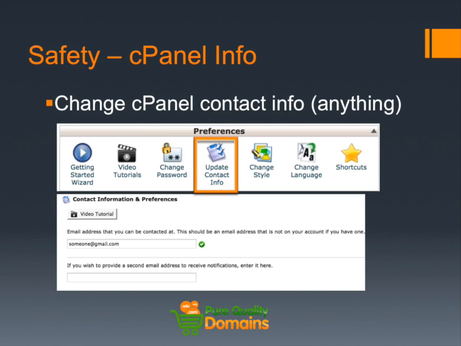All right. So whenever you set up a site and you've got your cPanel installed, you're just going to want to change your cPanel contact information. This is in the first row here, preferences. When you log into your cPanel, click on update contact info, and you can put in literally any email address you want here. It doesn't have to be an email address that you've even created. So you can see here for this site that I have, I put it at someone@gmail.com, and there's a nice little green check mark there saying that it accepted it.